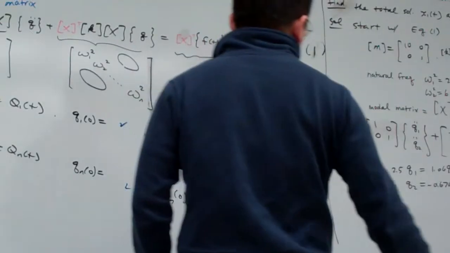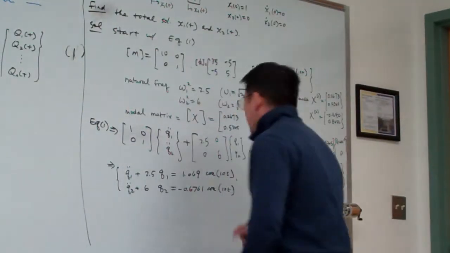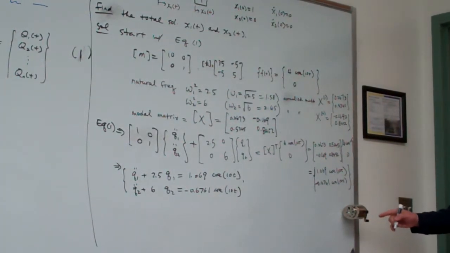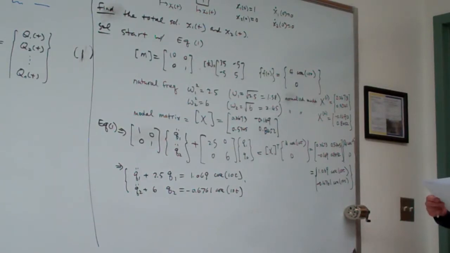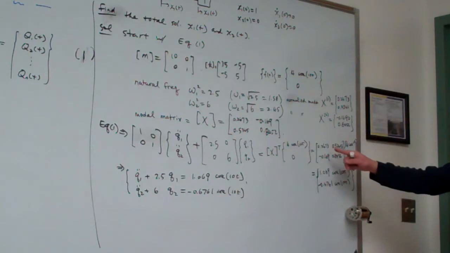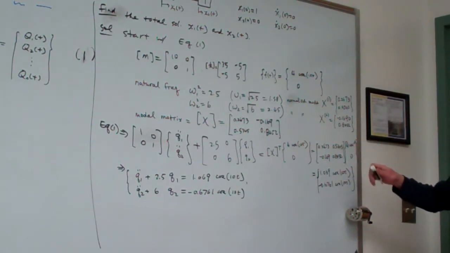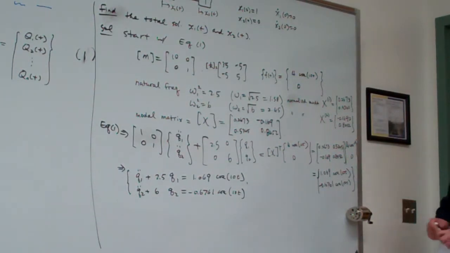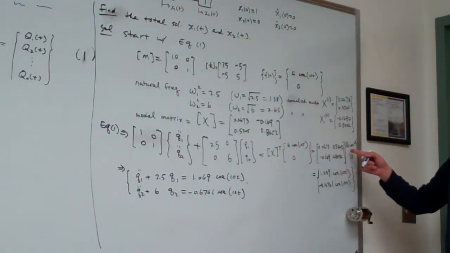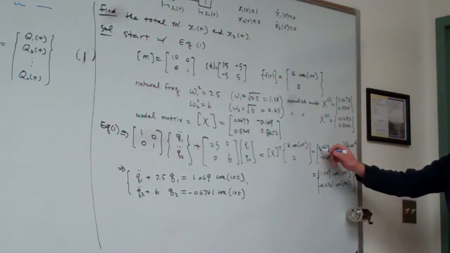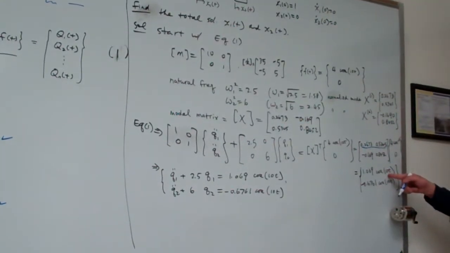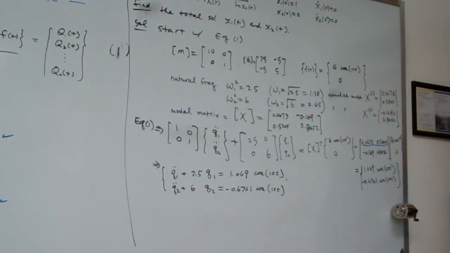And then the initial conditions. I missed it. Yes. You got the 1.069 cosine 10t. Where did you get the 1.069? That one is because you calculate this multiplication, the first row multiplied with this column equals this number. Okay. Got it?